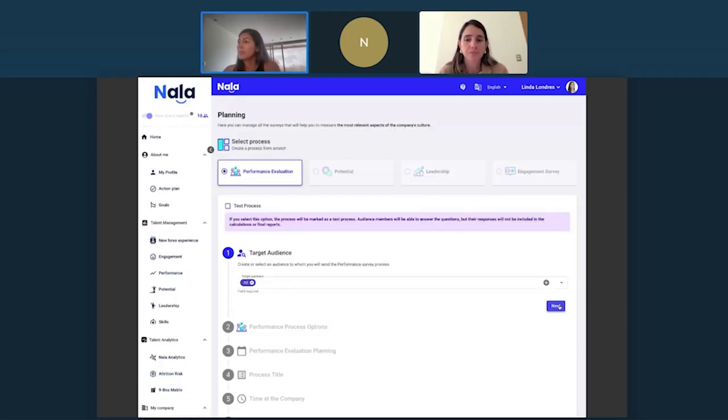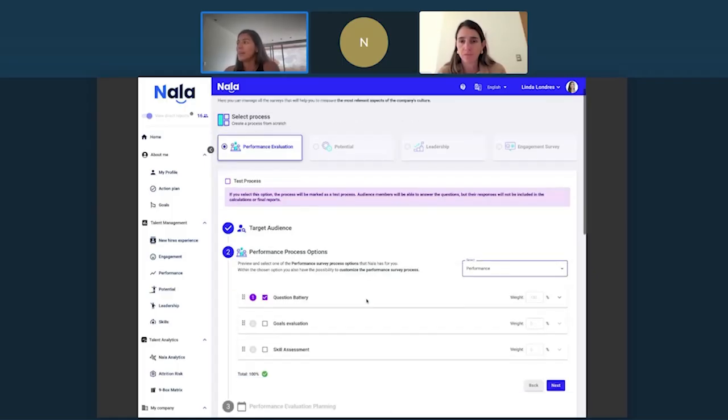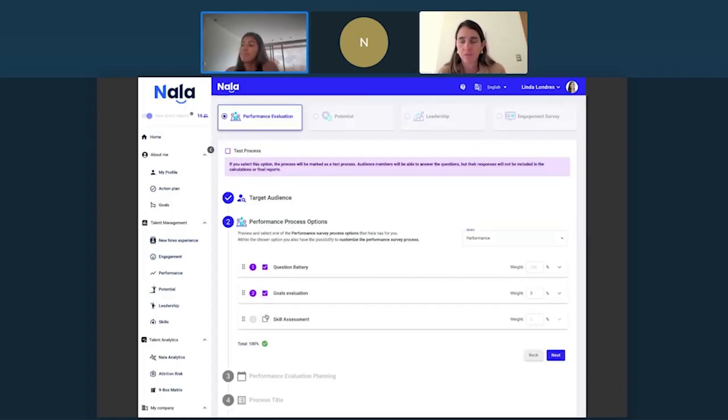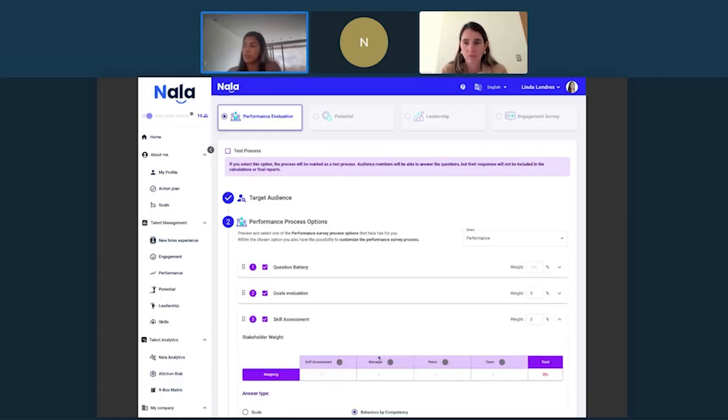So I can come here and say, I'm going to do this very fast, but I'm going to create a performance evaluation that is going to have a goals evaluation or not. I can start setting all the rules here, and I can do the skills assessment, which is going to bring the specific skills that are assigned to each person in the company. And here I can choose whether I want to do it 360 or just manager assessment.